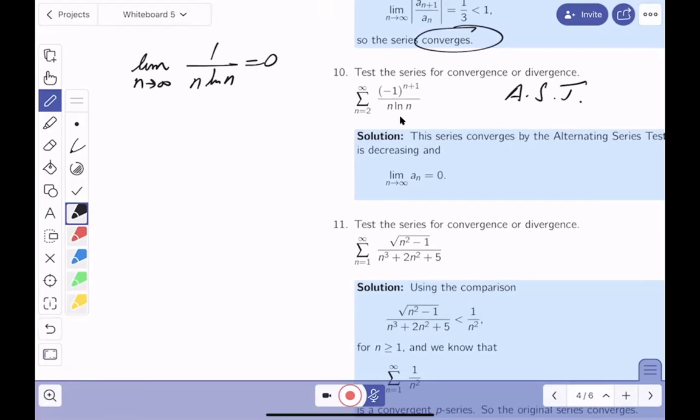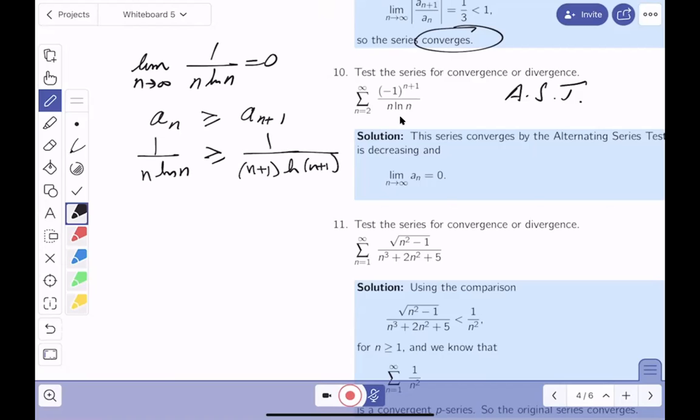What else do I need to show? I need to show that it's decreasing. All right, so I need to show that a_n, that might be tough to do, but let's take a look, see if we can do it. I need to show this, and let's see if I can do that. Well, I'm going to say it's pretty obvious, actually.